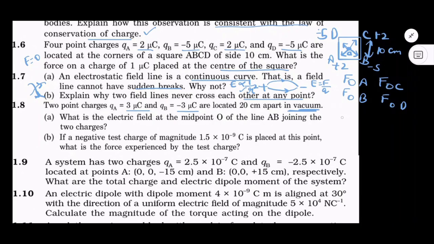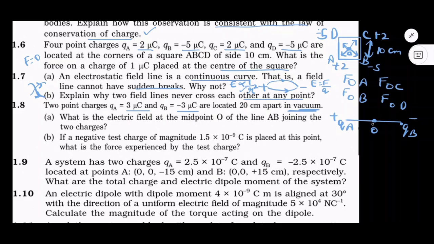So we have a configuration, let it be point A and point B, and the distance is 20 centimeter. So what is the electric field at the midpoint of the line joining the two charges? So you have to find the electric field. Let me draw it in a broader way. This is QA charge and this is QB charge, and here at the midpoint we have to find the electric field. We have positive 3 microcoulomb charge at point A and negative at point B.